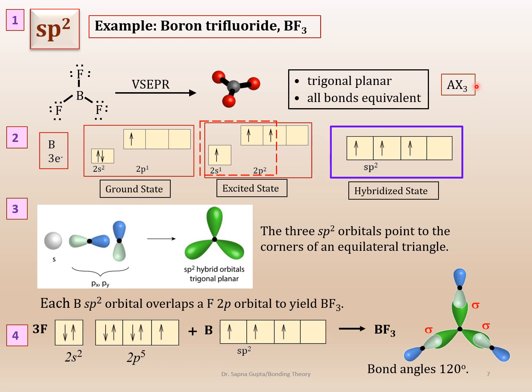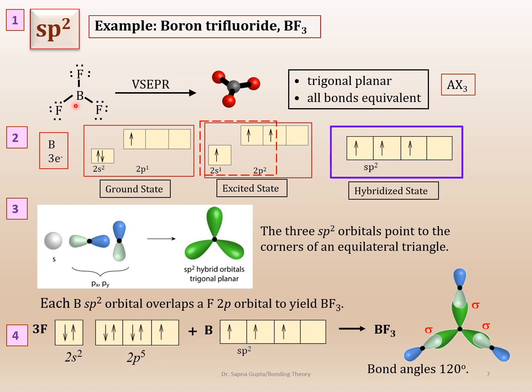By the way, in case you're wondering what the AX formula is good for, it's good for everything: for determining the electronic geometry, for the shape of the molecule, and for bond angles. It's really fantastic. Okay, so now let's look at boron. When we look at hybridization, we look at hybridization only for central atoms. So fluorine is not hybridized, boron is hybridized.